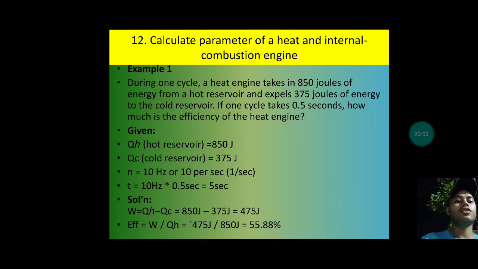QH, or hot reservoir, is 850 joules and QC is 375 joules. What is the efficiency of this combustion engine? We can use the formula efficiency equals work over QH, and since work is equal to QH minus QC, we can also use that. Work is equal to QH minus QC, 850 joules minus 375 joules. So the answer is 475 joules, and then divide it by QH, which is 850 joules. So the efficiency of our engine is 55.88%.